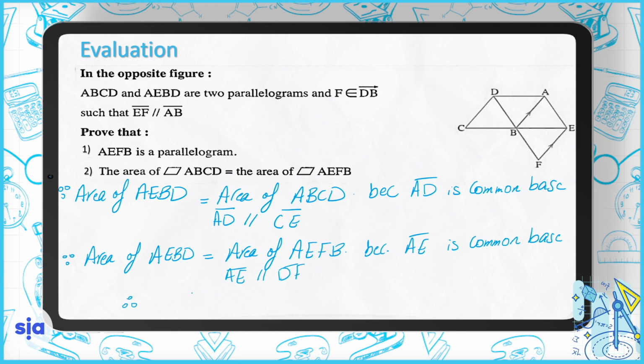Therefore, from what we said, the area of ABCD is equal to the area of AEFB. And this is what the question wants us to prove.